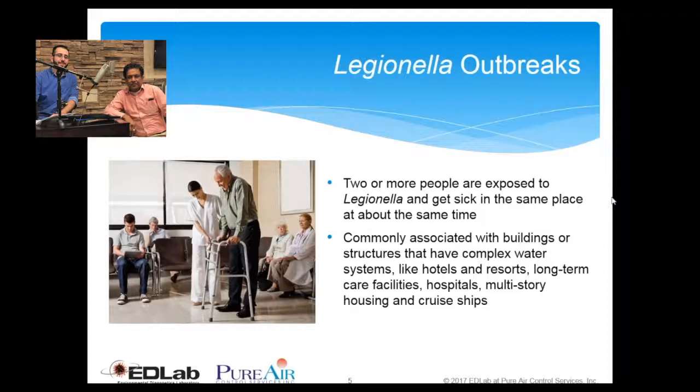The next thing we need to understand is where these outbreaks normally take place. Commonly these outbreaks are associated with buildings or structures that have a complex water system, such as hotels, resorts, long-term care facilities, hospitals, multi-story housing, cruise ships, etc. Those are the more vulnerable places, where one can expect a Legionella outbreak if the contaminant is there in that particular ecological niche. That's it about the outbreak.